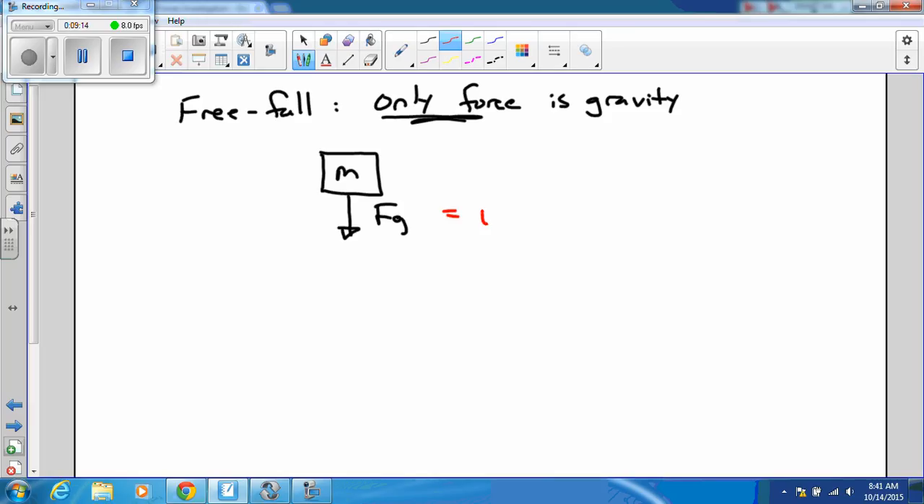We're going to give a name to this. The force of gravity acting on this object is called the weight of that object. The weight is the force of gravity.